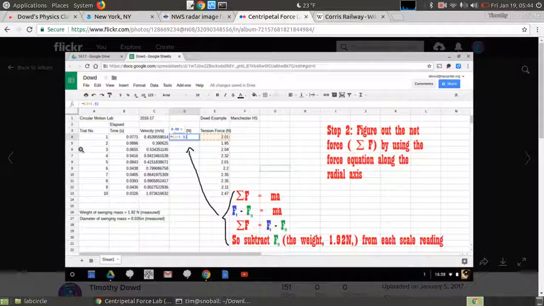We have to remember that the force probe was registering tension, but what we're interested in here is the net force, sigma F. So to get that, we have to take our tension force and subtract the force of gravity from it, according to the sigma F equation. So that's why we got the weight of the mass when it was just hanging down. My tension forces are in column E, so the formula is equals E4 minus the measured weight of 1.92. Click and drag down, I should have all my sigma F's.